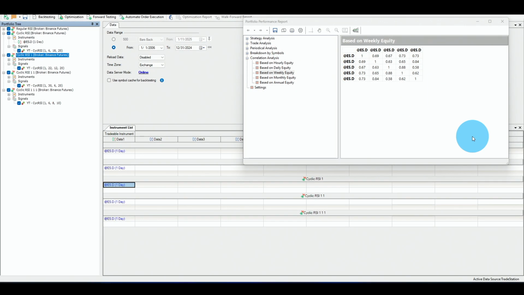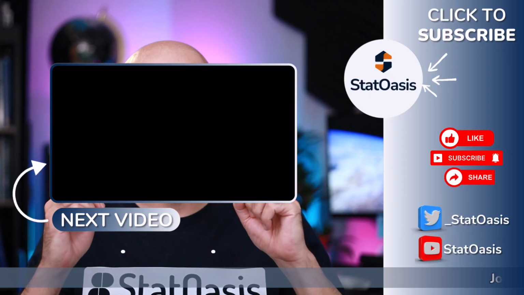So that's what we are looking for when we introduce a new indicator. To learn more about RSI, watch this video and I will see you there.